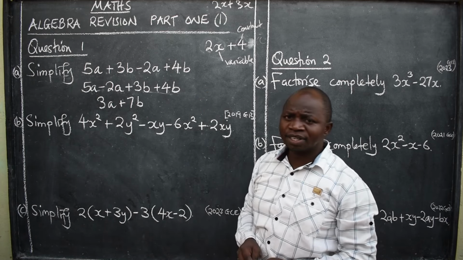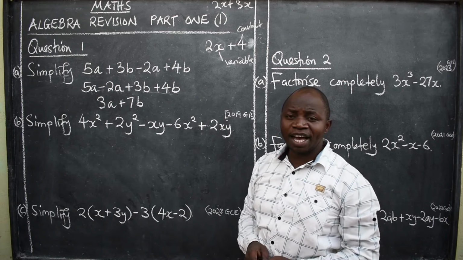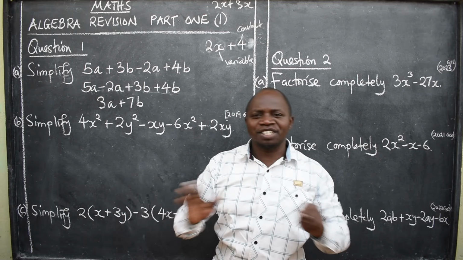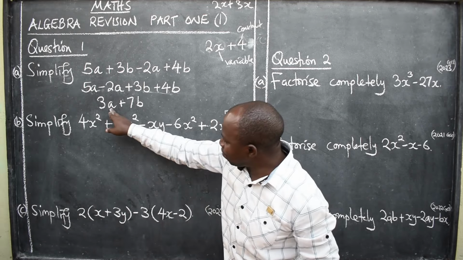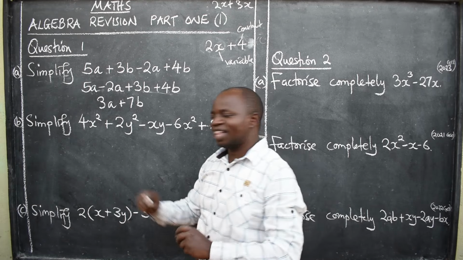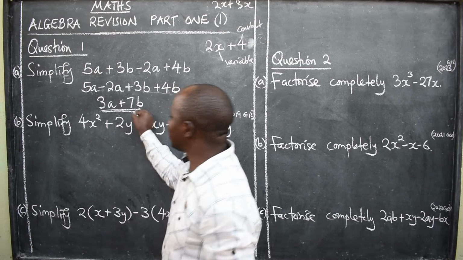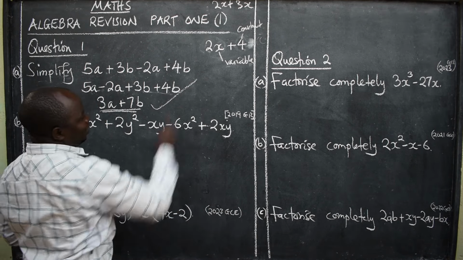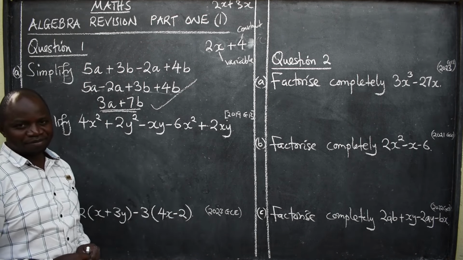Do you see that? Anything that can be done? I said only like terms can be added or subtracted. Here we have a, here we have b. Can we add them? No. That shows you that this is now the end. That is the final. You get your full marks.